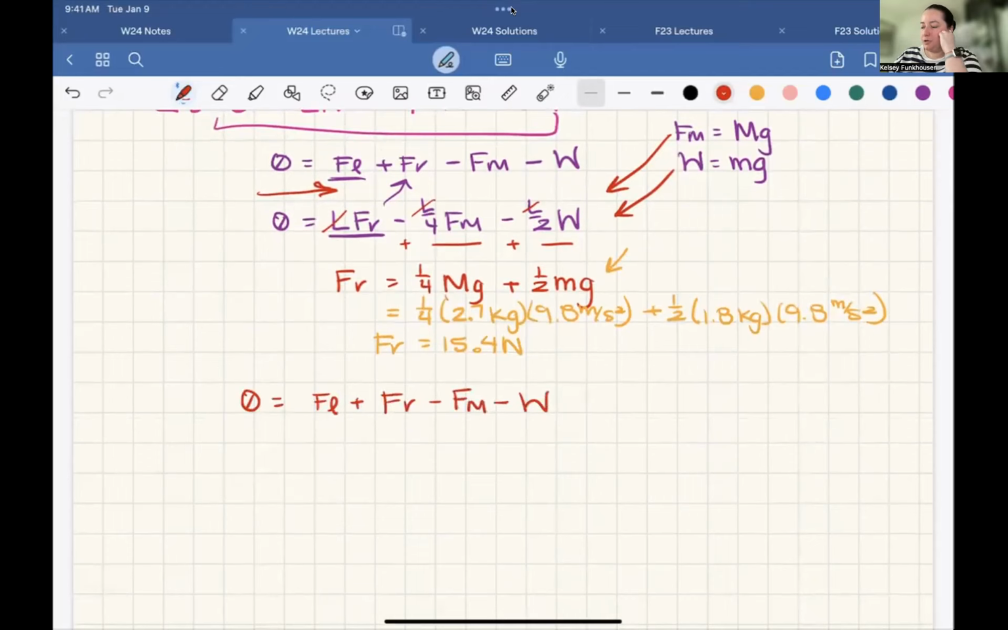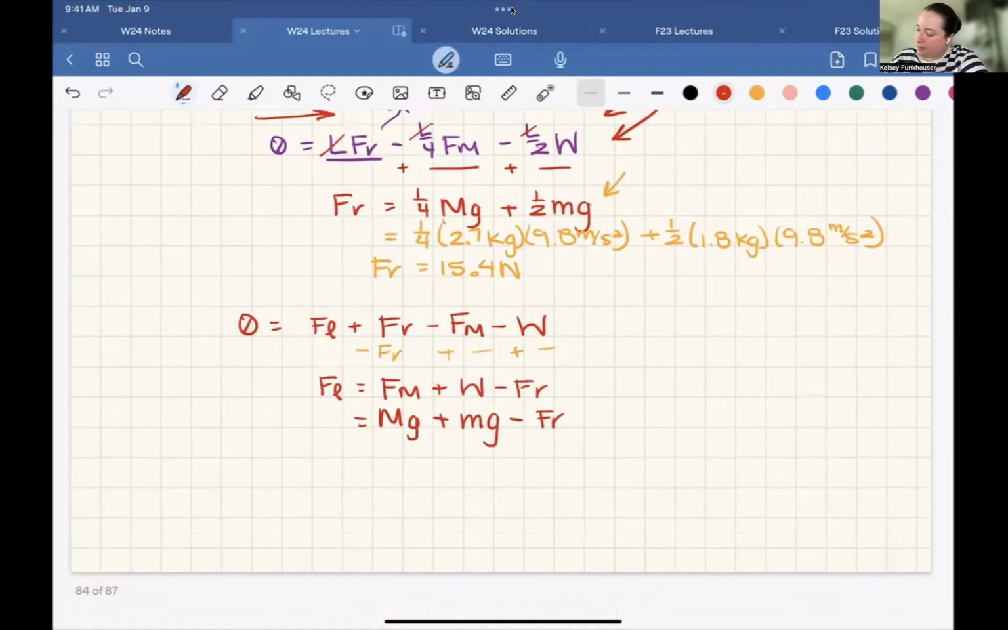So we will subtract FR from both sides and add these guys to both sides. And that leaves us with the force on the left is force M plus the weight minus force on the right. So this is big mg plus little mg minus FR.